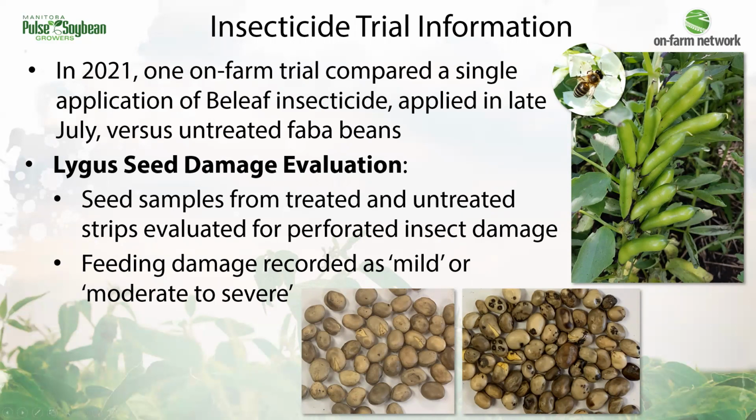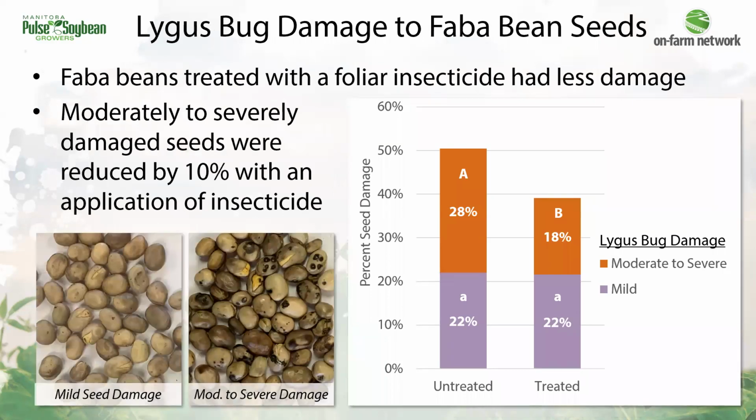So feeding damage was evaluated as either mild, picture on the left, where we've got 1 or 2 spots on the seed that are visible, 1 or 2 dots, and then we've got moderate to severe damage, where we've got these larger perforations, there's more of them per seed, and we're seeing quite a bit more damage. What were those quality results?